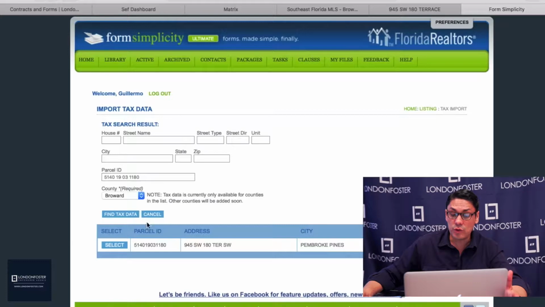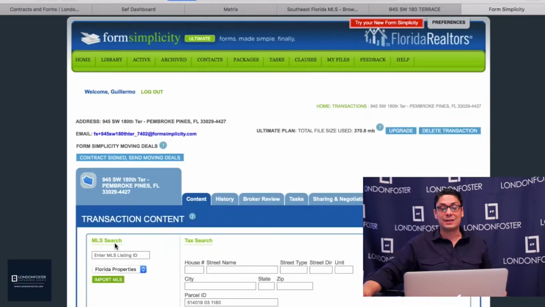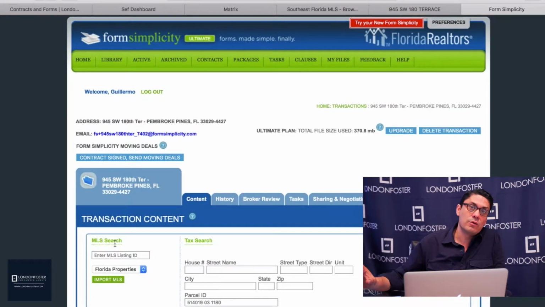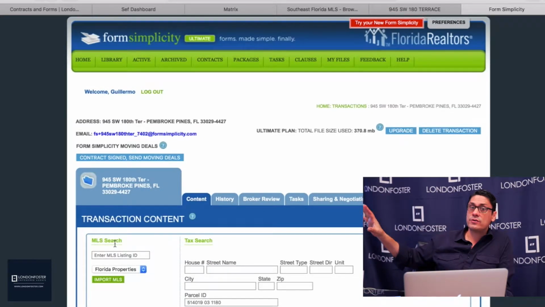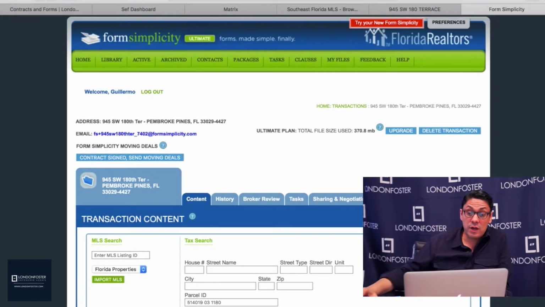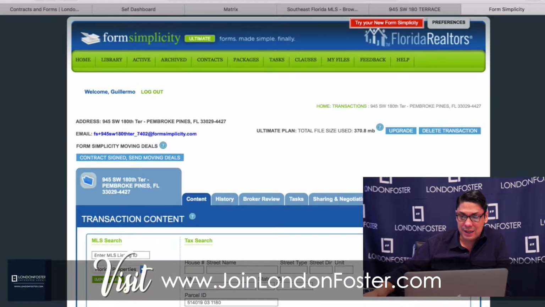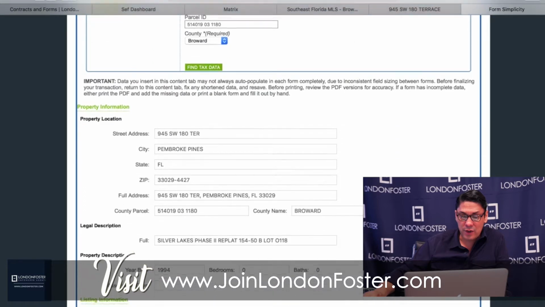It's going to take you to an option, which is here in blue. You double check that the address matches and it is the correct one, and you're going to go ahead and select it. Once you select it, what you have done is from the public records from those taxes, you've pulled that in to your package. So now all the information that is pertinent on this property is going to appear here in the content section. So let me scroll down so I can show you.